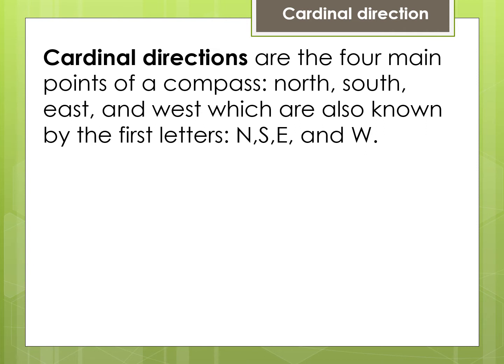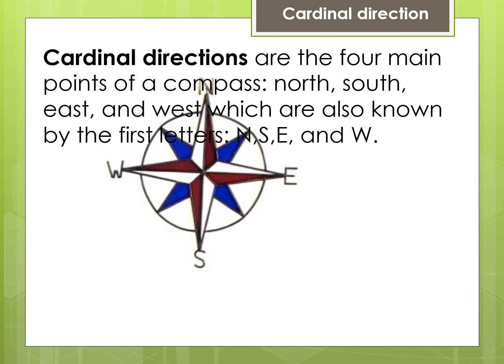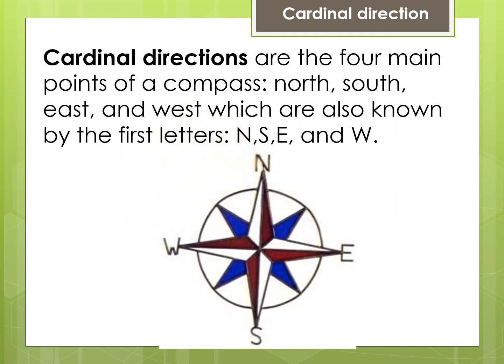So, what is cardinal direction? Cardinal directions are the four main points of a compass: north, south, east and west, which are also known by the first letters, which is N, S, E and W. Have a look at this. Some of you may have seen a compass rose. In the olden days, when travelers used to lose their way, they used to look for this one and find out whether they are heading north, east, south or west.